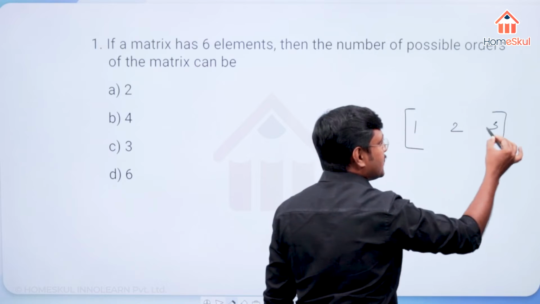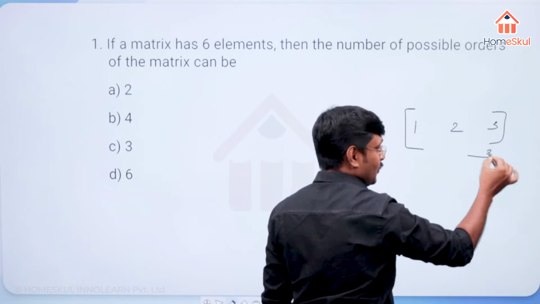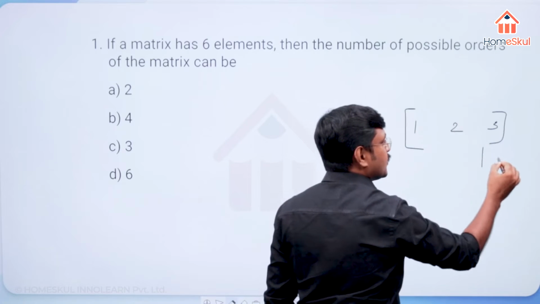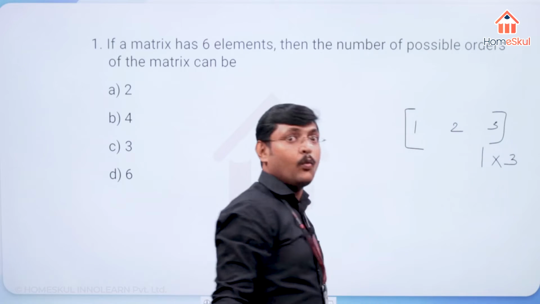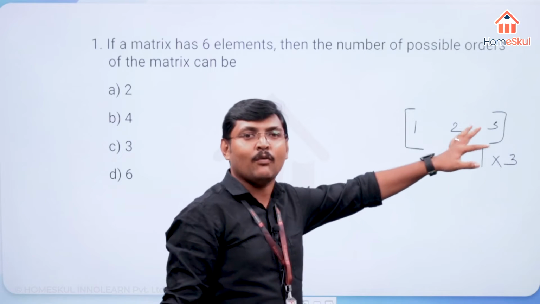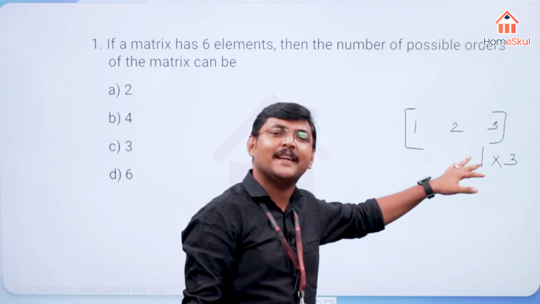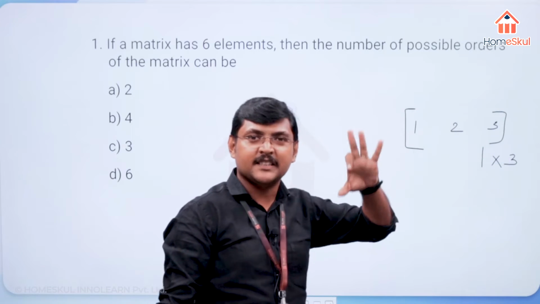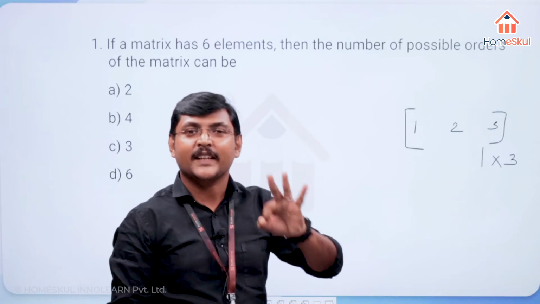Here the number of rows is only 1 row, so 1, and number of columns 1, 2, 3. So this is a matrix of order 1 by 3. From this we can say that if this is a matrix of order 1 by 3, it has 3 elements. We can simply calculate by just multiplying these two numbers in the order. 1 into 3, that means 3. So in this matrix it has only 3 elements.